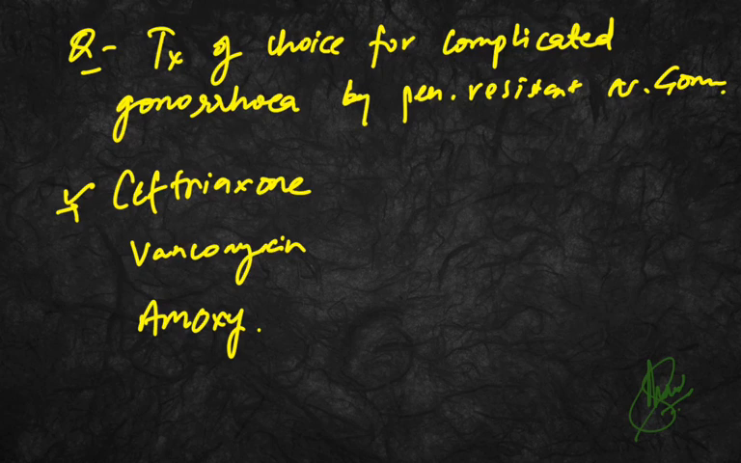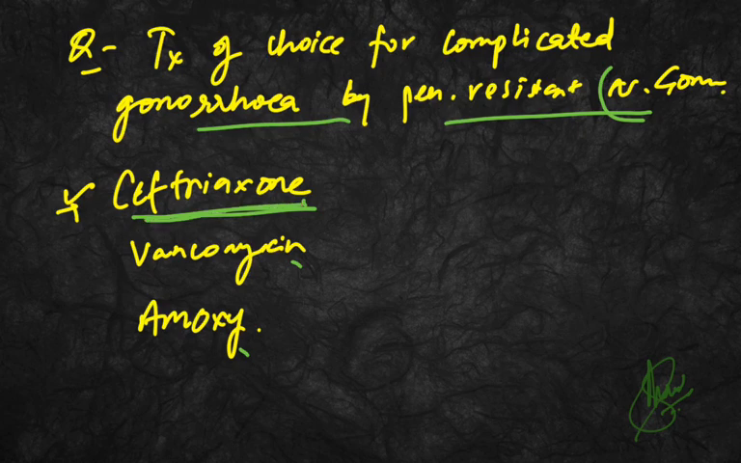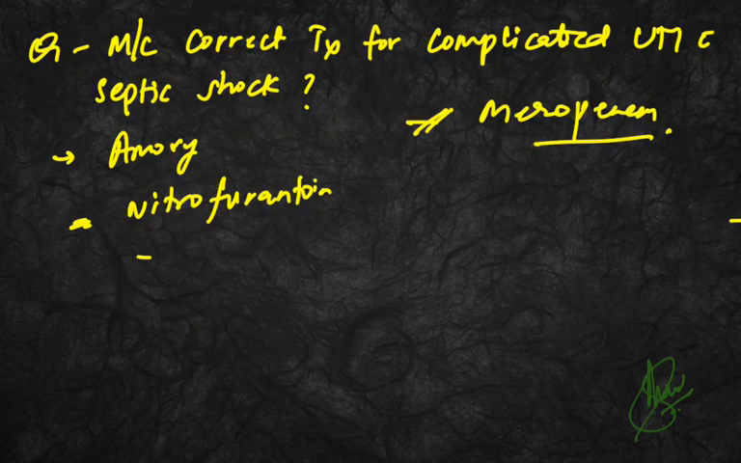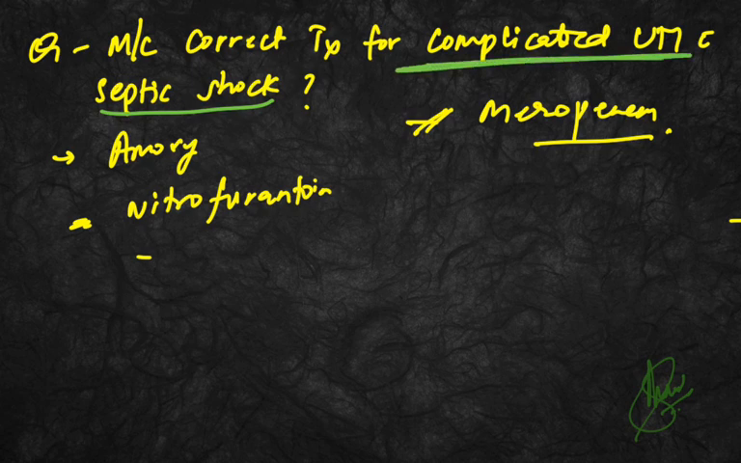Treatment of choice for complicated gonorrhea by penicillin-resistant Neisseria gonorrhoeae. Options were ceftriaxone, vancomycin, amoxicillin. But the answer for penicillin-resistant is ceftriaxone. Now, the most correct treatment for complicated UTI with septic shock. With septic shock and complicated UTI, the drug of choice is always meropenem, not amoxicillin or nitrofurantoin.